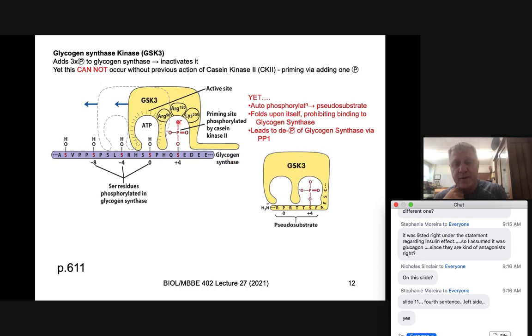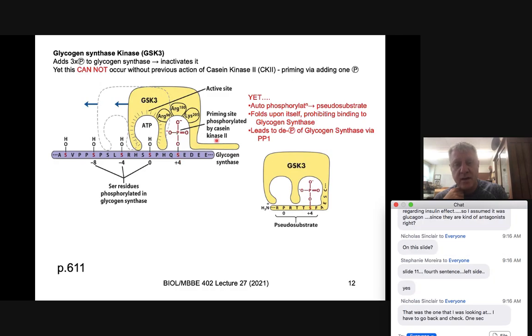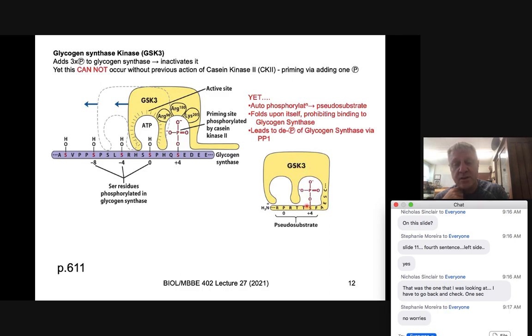See, here we have the phosphate group on the glycogen synthase, which is primed by the casein kinase number 2. But we also have this capacity with this particular arm of the glycogen synthase kinase to mimic this particular priming component. But in this case, by mimicking the priming component within itself, as shown here, we inhibit the glycogen synthase kinase number 3 from doing any work. So we are basically going through a process of auto-inhibition.